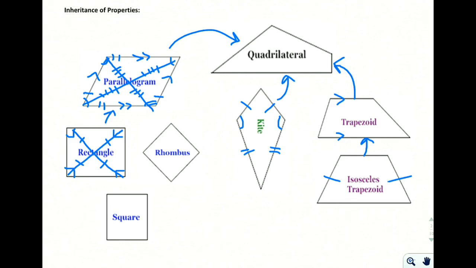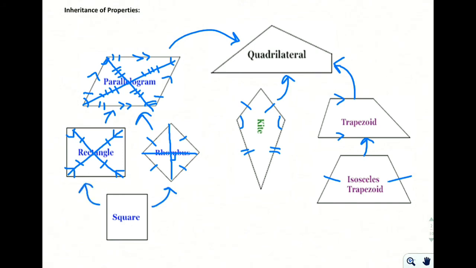A rhombus inherits everything from parallelogram, but it's a little bit different than the rectangle. Instead of going the right angle route, it goes with all four sides being the same length. It also adds the fact that the diagonals form a 90-degree angle. So now you pick up those two things in addition to all the things that you knew to be true before.